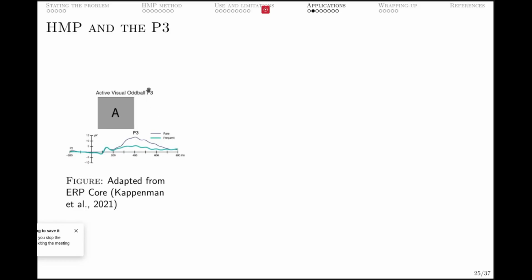And what we did in this case was just to use their P3 active visual oddball task, which is just answer to the letter. And they had to provide an answer both whether it was a rare case or a frequent case. And they were looking for this potential, this one that they call P3, that happens in the brain around 300 milliseconds after the stimulus, only or mainly when it's a rare one.